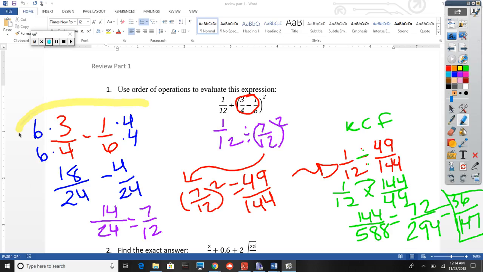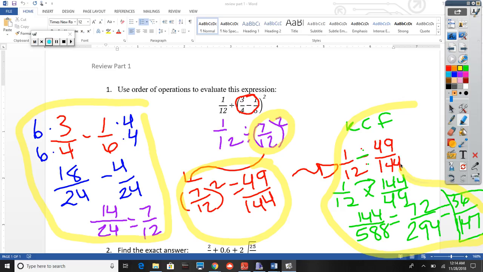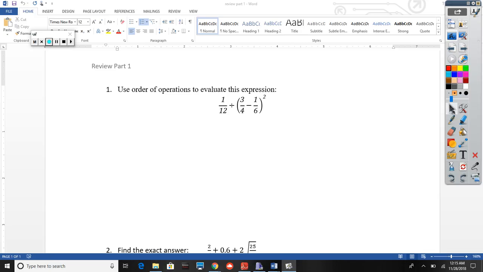Okay, that's this right here. And then I took it and I squared it. So that's this part right here, that's step 2. And then finally I did keep change flip, that was step 3 over here. Okay, so that was the first problem. Pause it as needed and copy it down, study it, rewind it, whatever you gotta do.